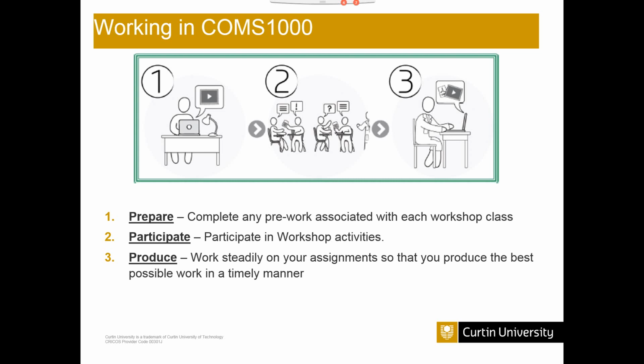We're working on a 3 Ps method for this class. We need you to be able to prepare, participate, and produce. This is outlined very clearly in the unit outline. Prepare means to complete any pre-work associated for each workshop class. If you don't do that preparatory work, you're not going to get much out of the class. Each week there is a task that is submittable, and it's going to be worth marks, so there is an incentive to complete that pre-work.